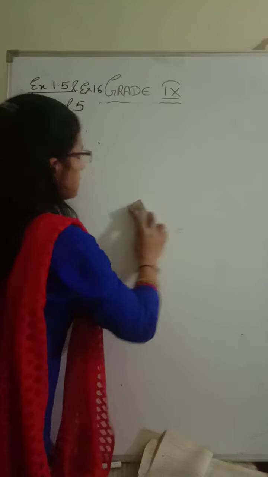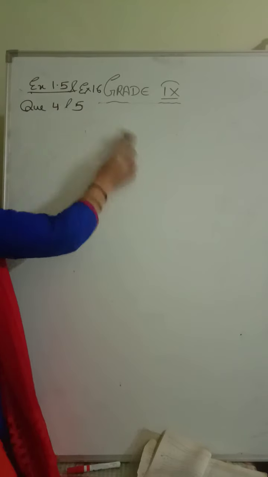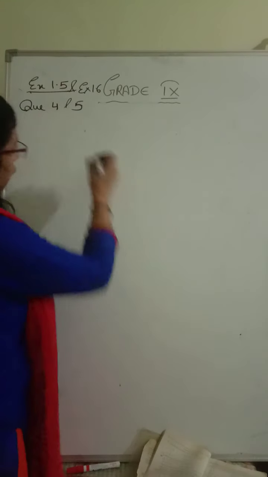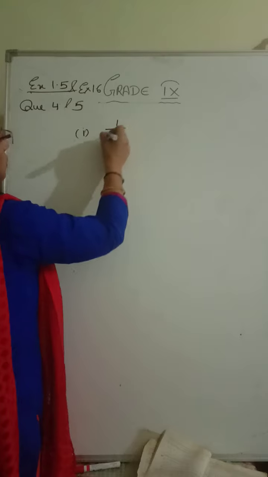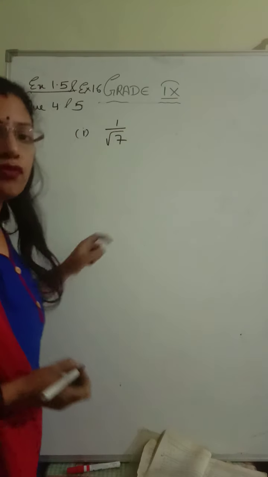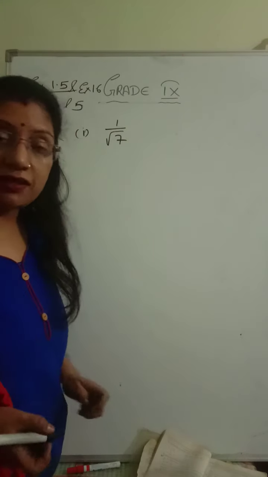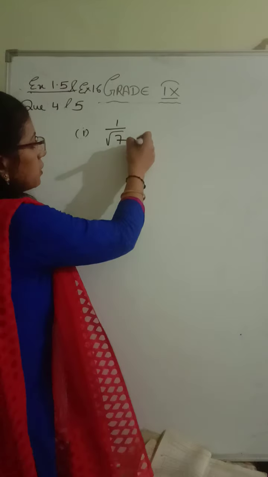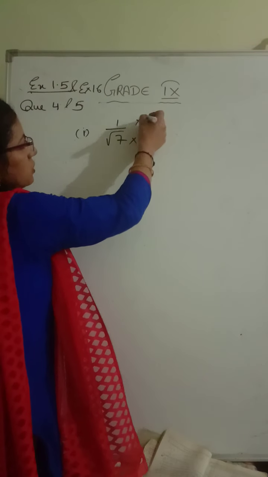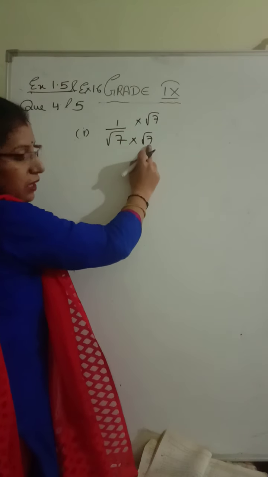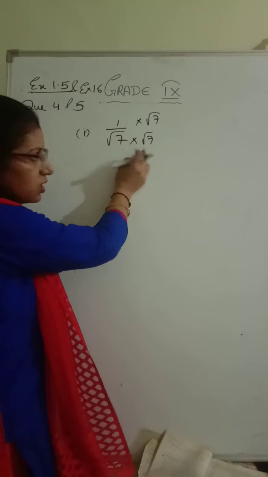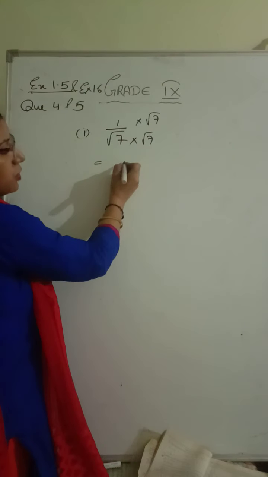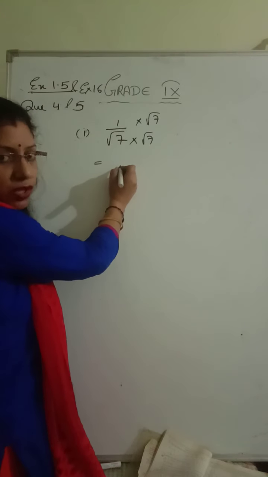Okay, now come to your question number 5. Question number 5 is rationalize the denominator. Okay, so first part is 1 upon root 7. That means you have to make the denominator a rational number. So what you will do? Root 7 and root 7. Because if you are multiplying this by root 7, so it will become 7. Same you have to do in the numerator. What you are doing in numerator, same you have to do in the denominator.